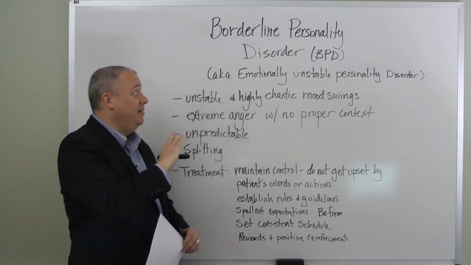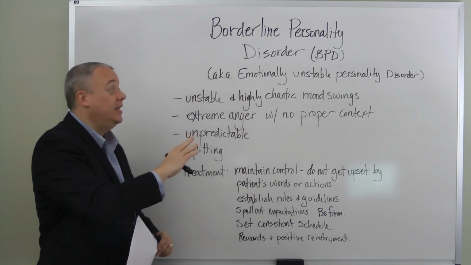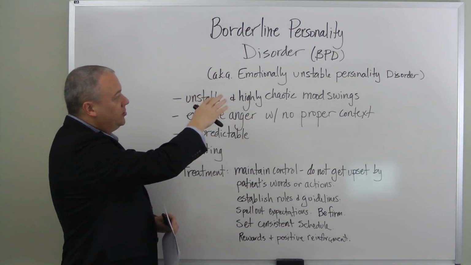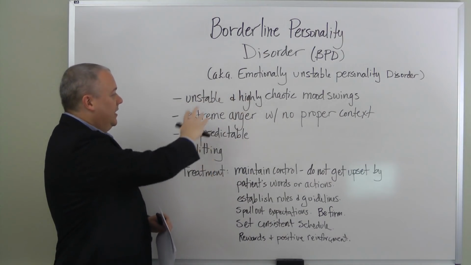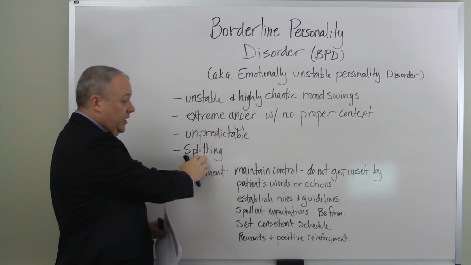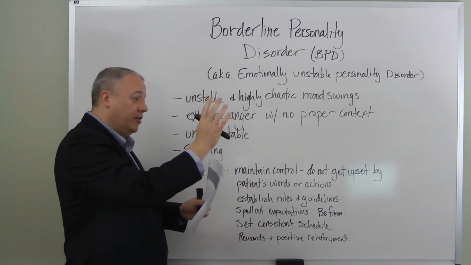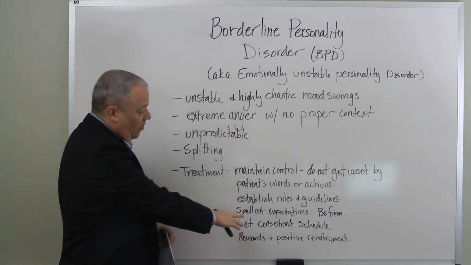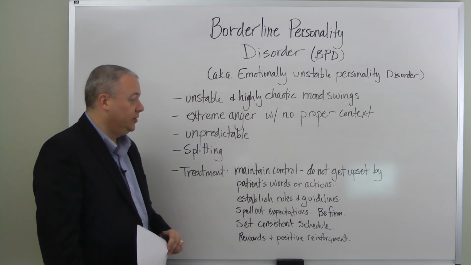So this has just been a cursory overview of some of the things related to borderline personality disorder. One, the possible name change to emotionally unstable personality disorder, the unpredictable nature of it, the idea of splitting, all or nothing thinking. You're either all good or you're all bad. And then some of the treatment overview here that can be very beneficial and helpful.